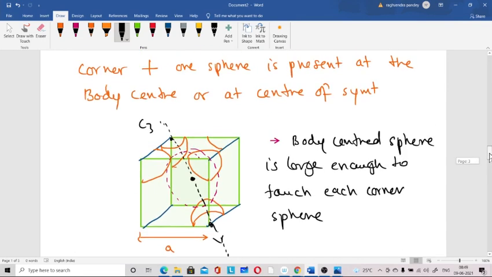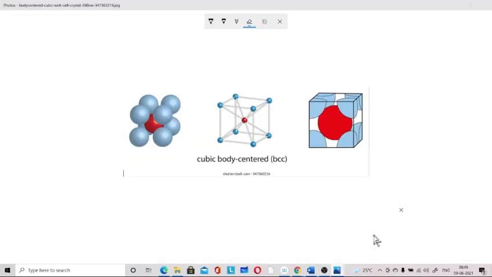Now if you see the C3 axis here, it is passing through like this. So this is your radius R. It is passing through the whole of the red sphere, so that is your 2R. Then it is basically the R. So that is your C3 axis.